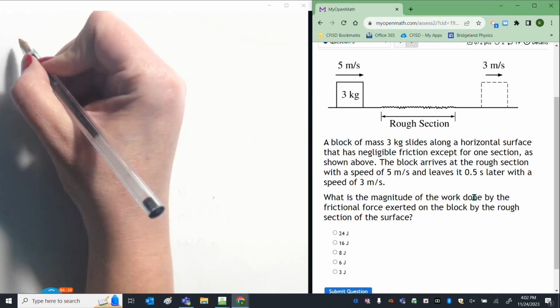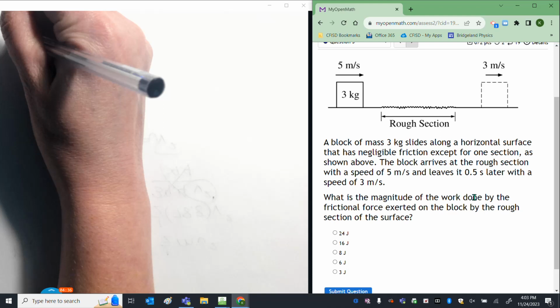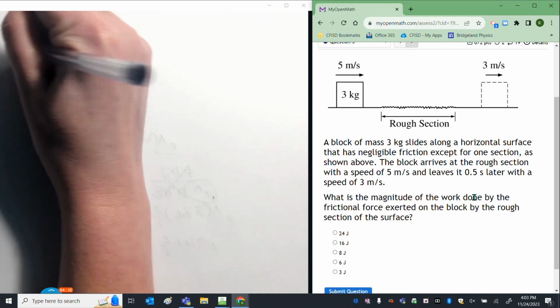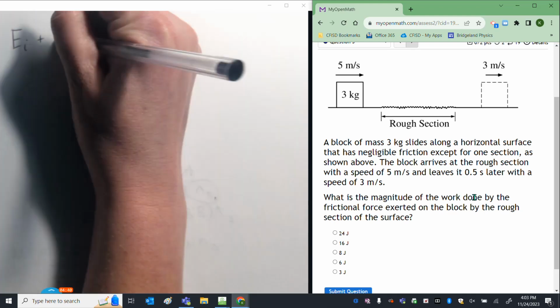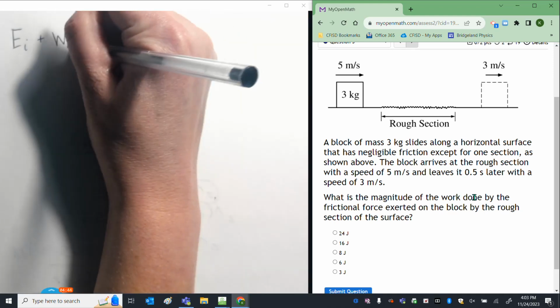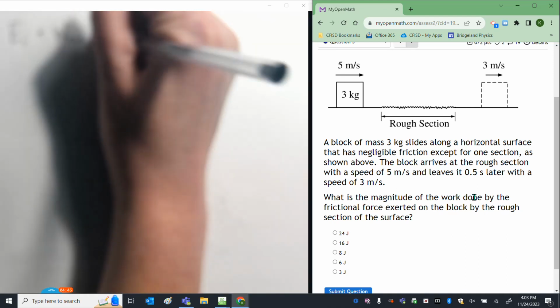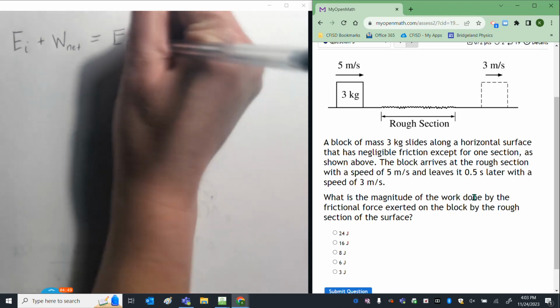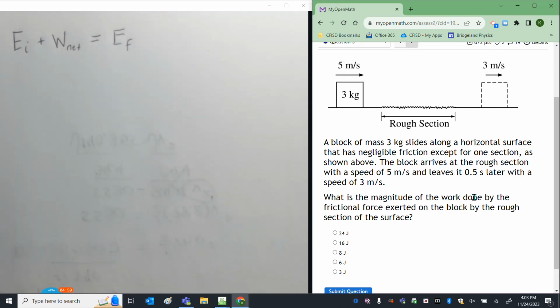So, we're going to write an energy transfer equation here. We have our initial energy plus any work done by the system. Okay, this is where our net work is going to go in the equation, is going to equal our final energy at the end. Okay, and the last question, we added energy in because we had pedaling on a bicycle to make it larger. In this question, we have a situation where we have work that's taking energy out of the system with friction.